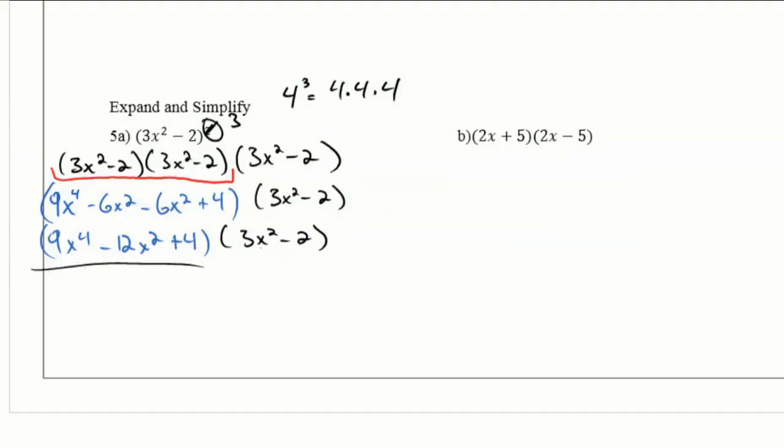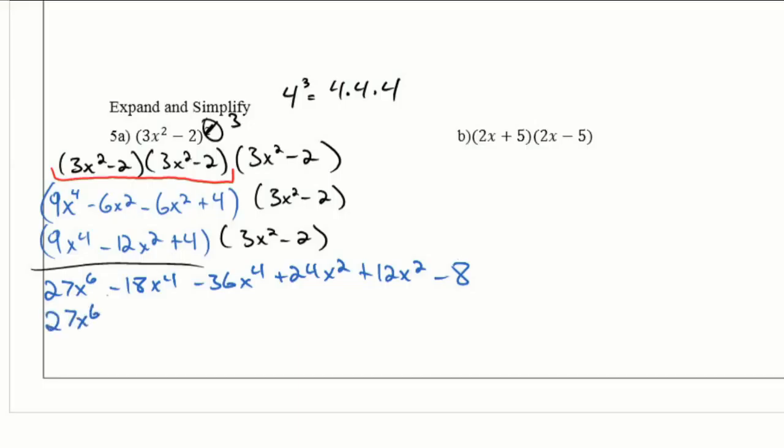9x to the 4 times 3x squared. 9 and 3 is 27. X to the 6 minus 18x to the 4 minus 36x to the 4 plus 24x squared plus 12x squared minus 8. That was a lot.